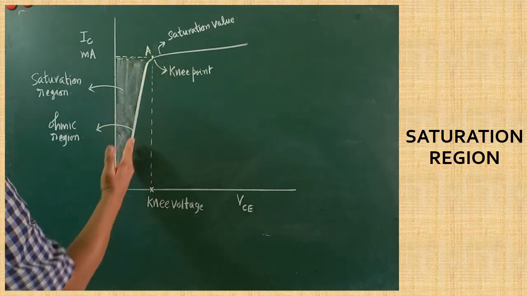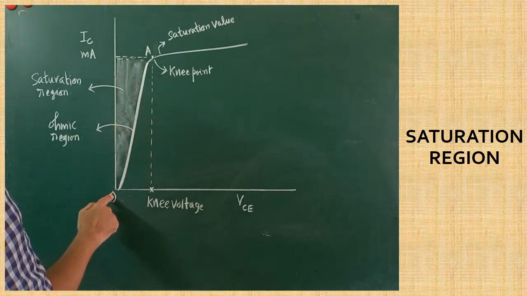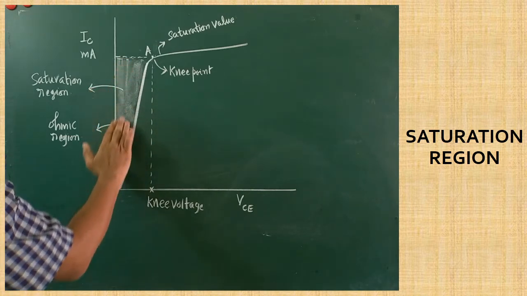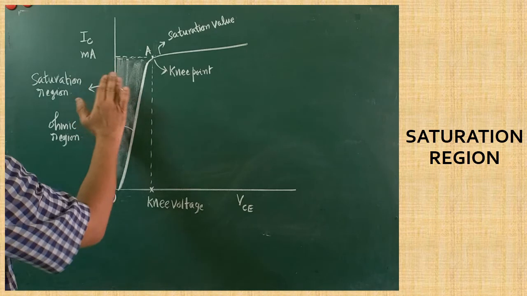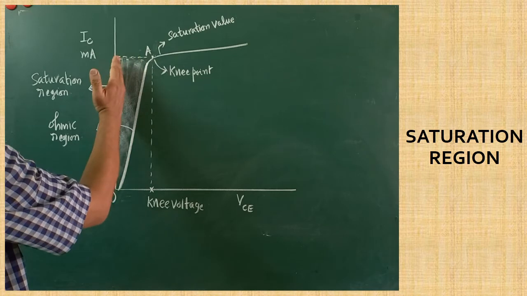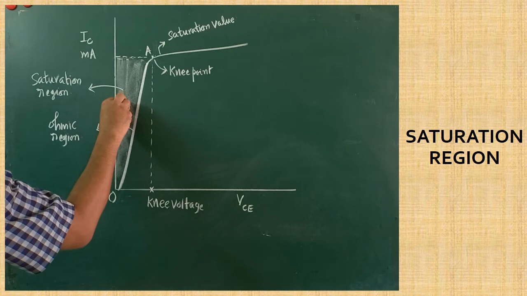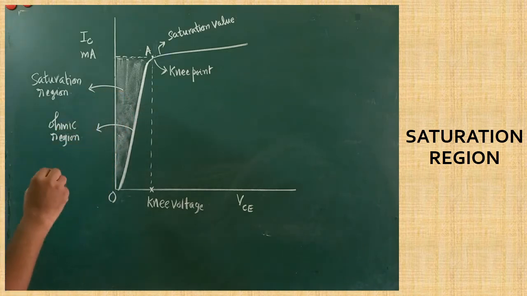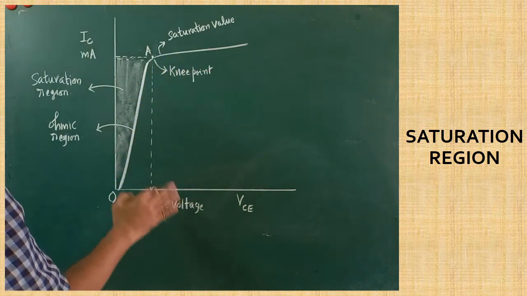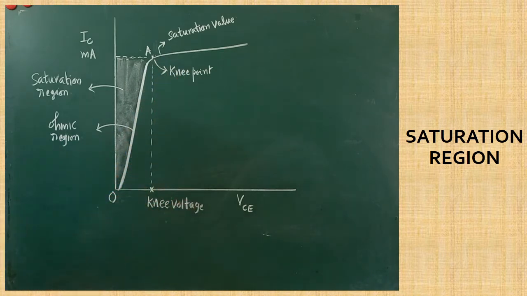How to find out the saturation region? In between the ohmic curve, the ohmic region and the origin, one region is available. That region is called the saturation region. It lies between the knee point, the knee voltage, and the origin. Always the transistor must be operated only beyond the knee voltage. Is it clear?